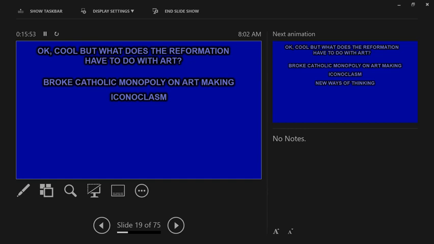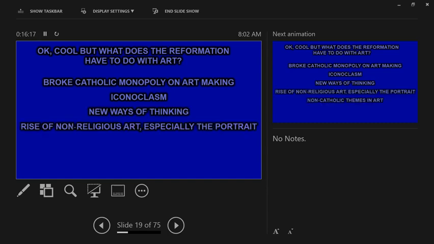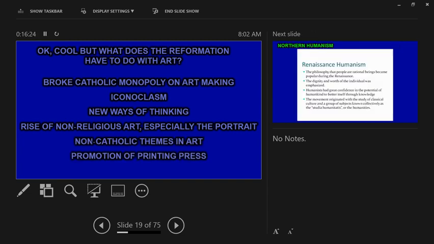And also with iconoclasm, especially up in the north, there wasn't so much art that was commissioned by and made for religious purposes. And so a lot of it was secular, which we'll look at later in this chapter. And new ways of thinking, a rise of non-religious art, especially the portrait, and non-Catholic themes in art, and the promotion of the printing press.